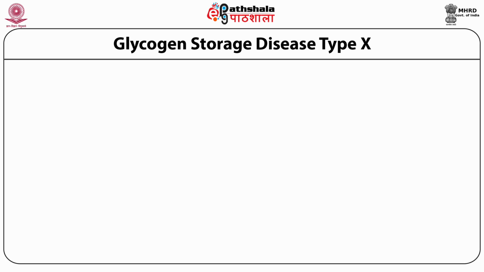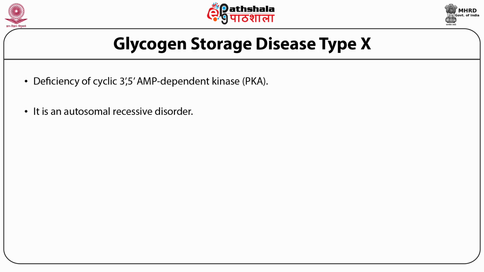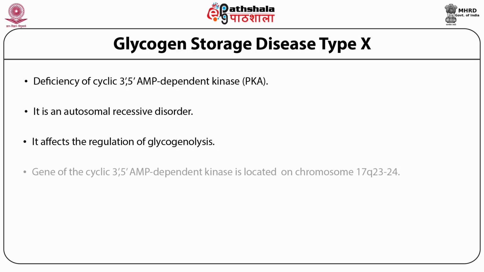Glycogen storage disease type 10. It is observed due to the deficiency of cyclic 3',5'-AMP dependent kinase. It is an autosomal recessive disorder. This disease does not directly relate to glycogen degradation. In fact, it affects the regulation of glycogenolysis. The gene of cyclic AMP dependent kinase is located on chromosome 17q23-24. That is all visible on the screen.